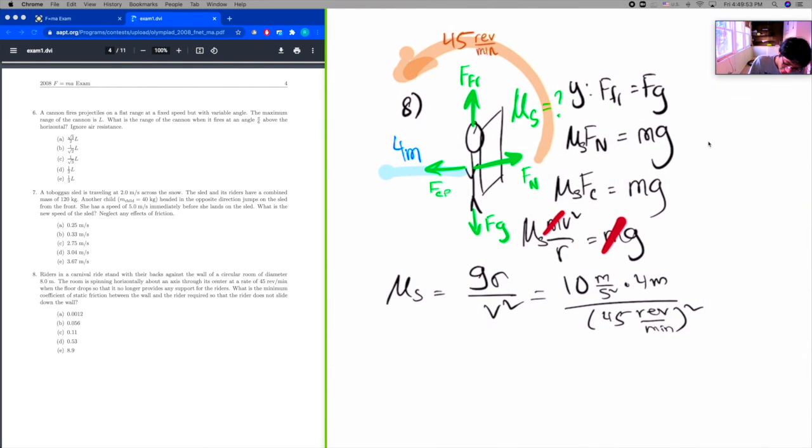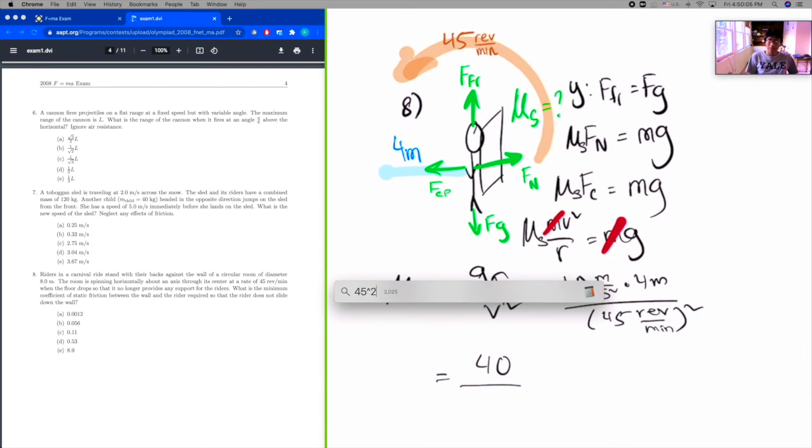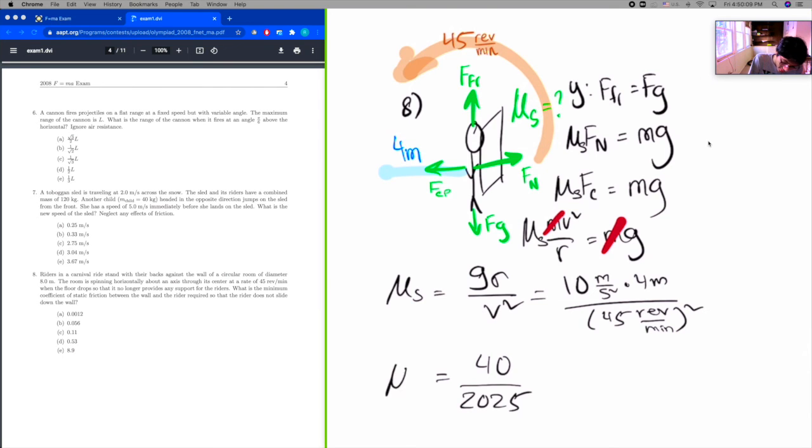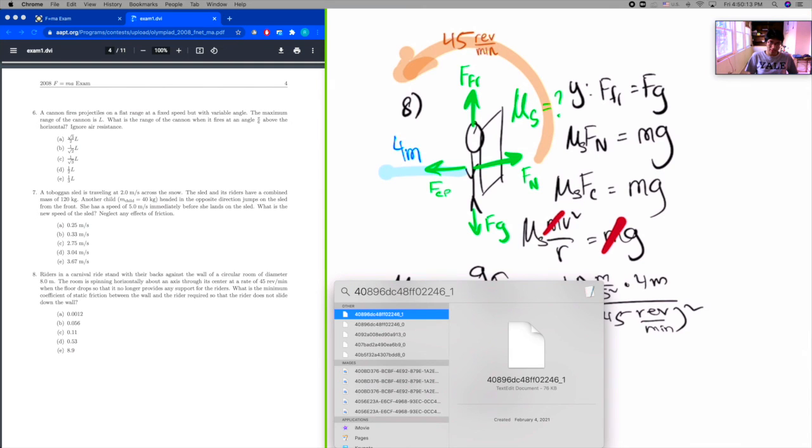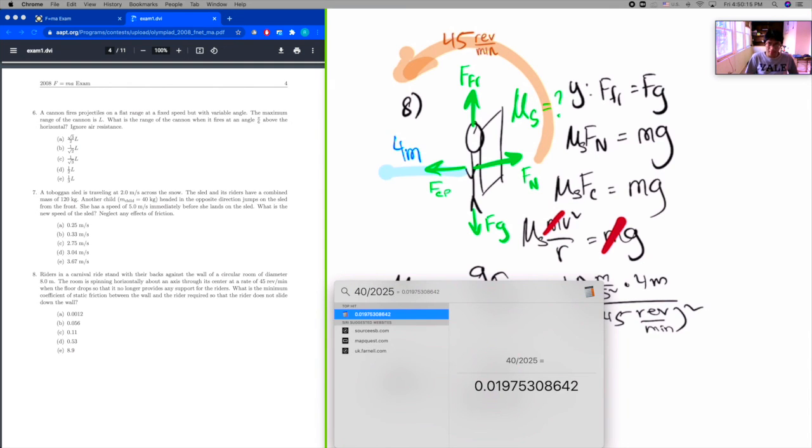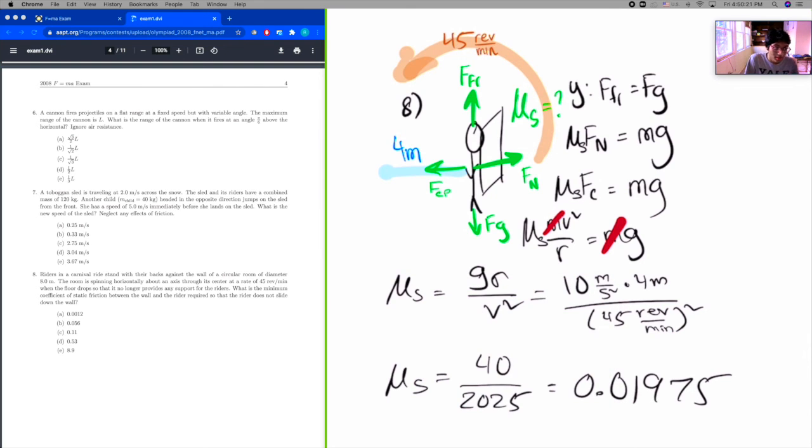Let's go ahead and calculate this. 10 times 4 is going to give us 40. By the way, you can discard the units at this point. Coefficients of friction, static or kinetic, don't have units. They're unitless, as a matter of fact. 45 squared is 2025, coming up in 4 years. So that's mu sub s. Let me approximate that. That's going to be 0.01975.